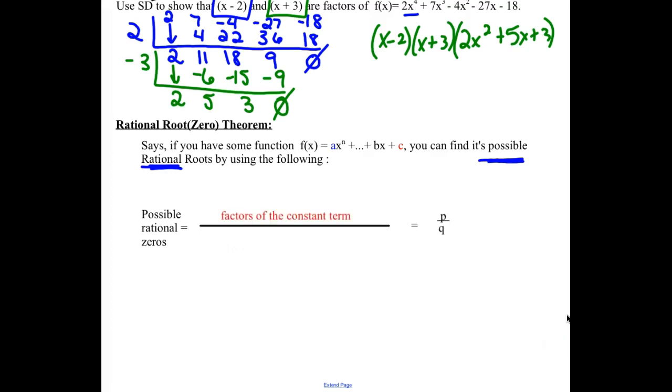We take factors of our constant term. And in this example here, C is my constant, yes? So we want factors of that constant, and then we're going to divide by factors of the leading coefficient. So we basically need to use our first and last numbers and list all the factors of them. What that's going to do is it's going to give me a whole list of all these possible rational numbers that might work. Okay? All right.